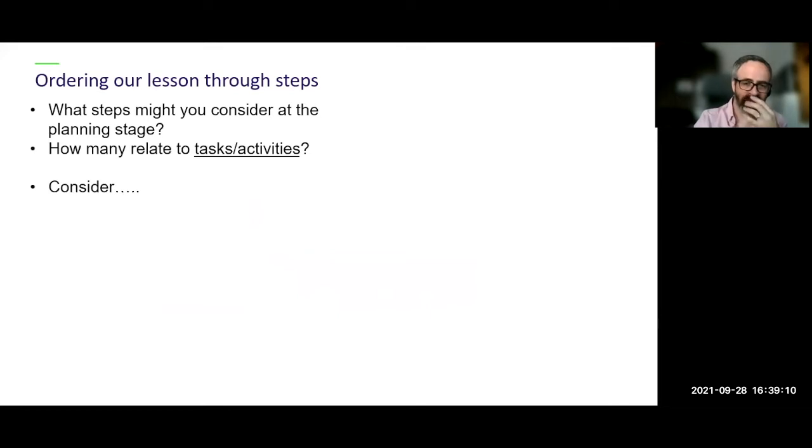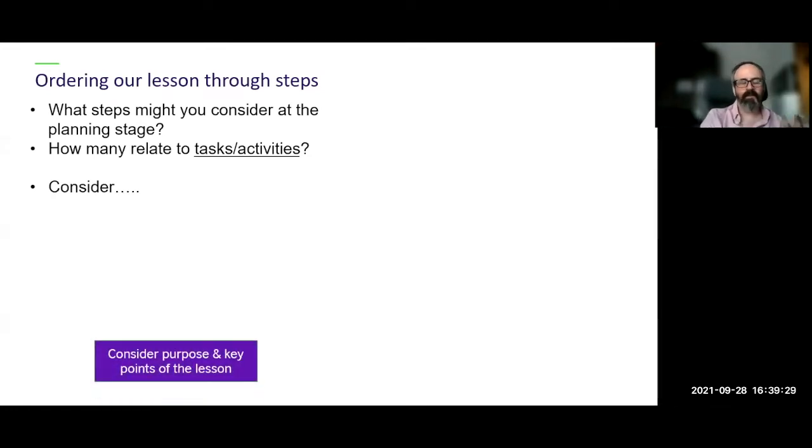So I'd like to introduce you to some steps that I consider at the planning stage, and I'm going to transfer these into questions in the next slide. I'd also like you to think about how this relates to tasks and activities. We've mentioned the different types of tasks, but how do these steps link to that? So we have considering the purpose, of course, the objectives, the outcomes, and we'll come to that in a moment.